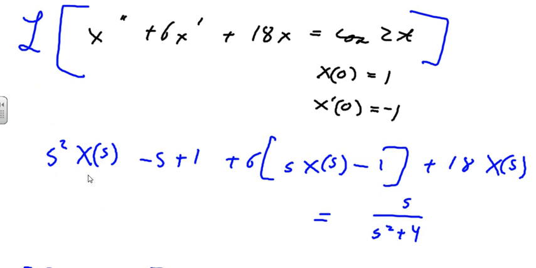s squared X of s minus s plus 1, plus 6 times s X of s minus 1, plus 18 X of s is equal to s over s squared plus 4.